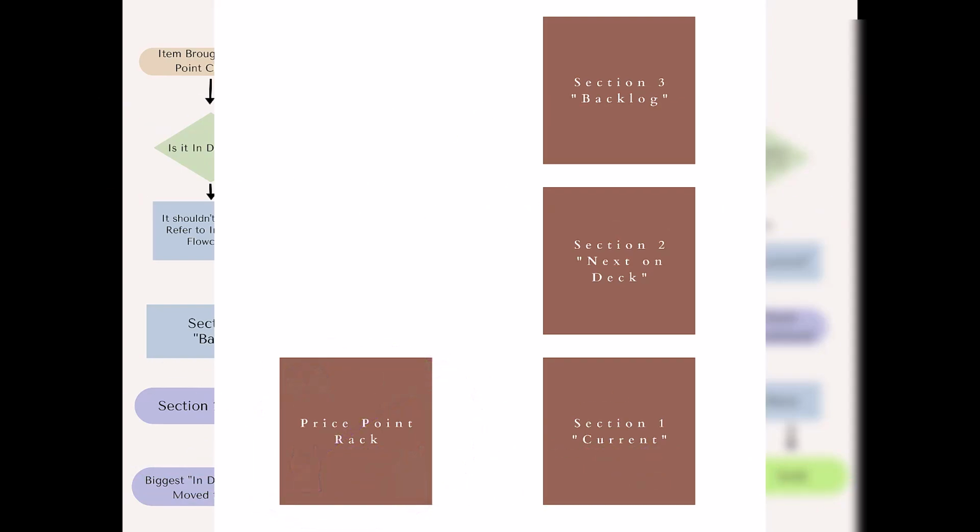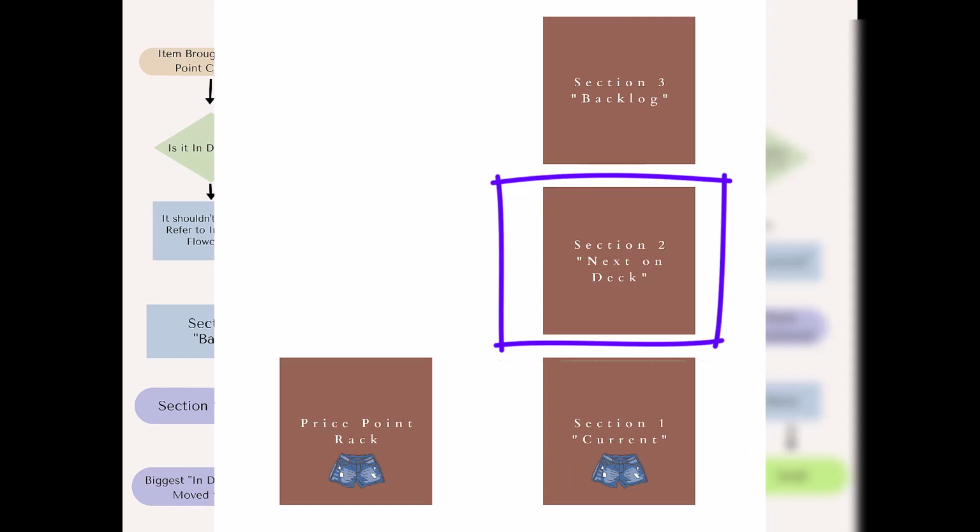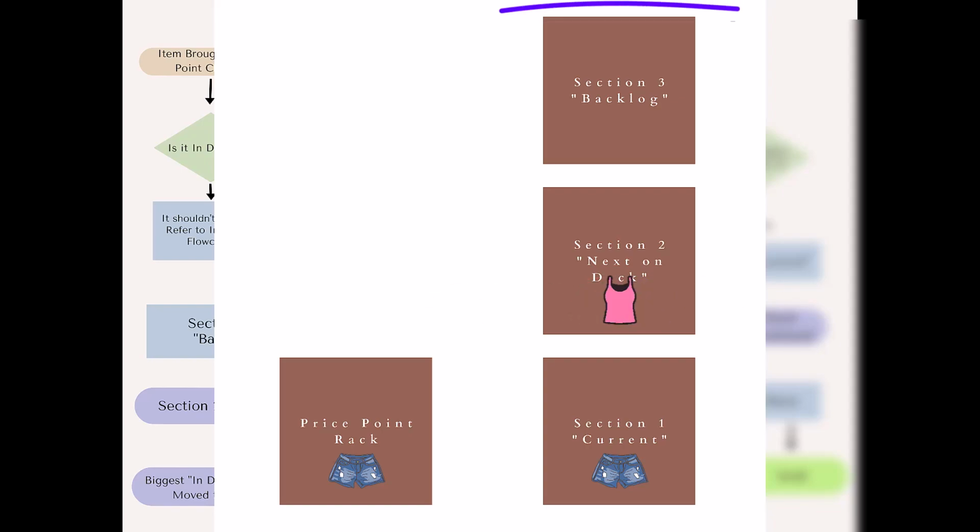Whatever is currently on the price point rack, so if it's currently women's shorts, section 1 would be women's shorts. Section 2 is what's next on deck. Once we sell through everything in section 1, what is the next thing that's going to go on the price point rack? If section 1 is women's shorts, potentially section 2 could be women's tanks. Section 3 is the backlog. This is everything else, so it's going to have several different categories in here. This could be women's hoodies, men's tanks, men's short sleeves, men's long sleeves. There could be a bunch of different stuff in here.